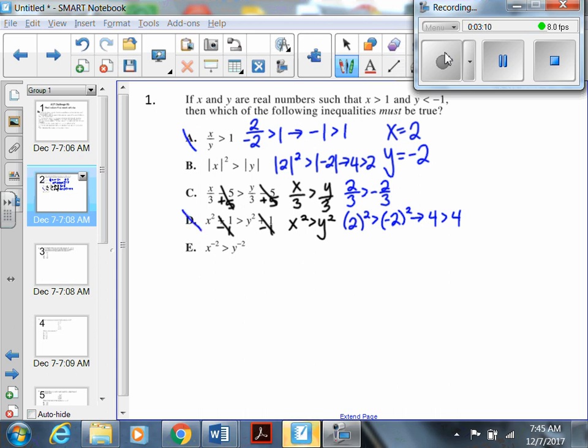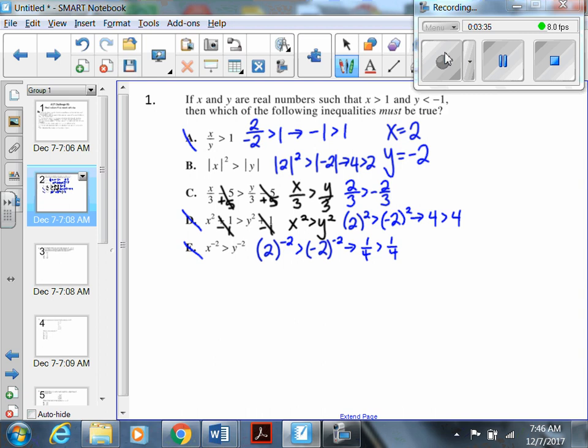On E, we have some negative exponents, and so just as a reminder, I'm working through this just mathematically, but you can also plug this into your calculator at any point. So if you don't like those negative exponents, you can use your calculator. So plugging in 2 for x and -2 for y, that would result in 1/4 is greater than 1/4. Again, that is not a true statement, so we're eliminating E as well. So now we're between B and C.